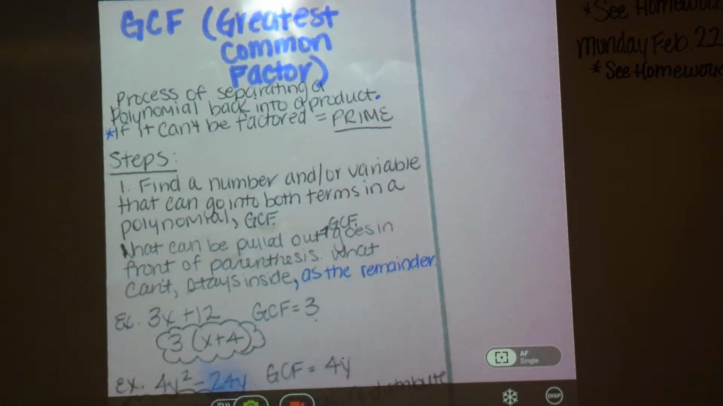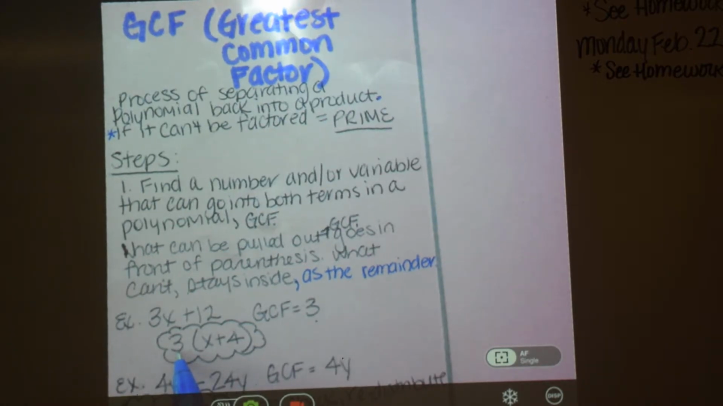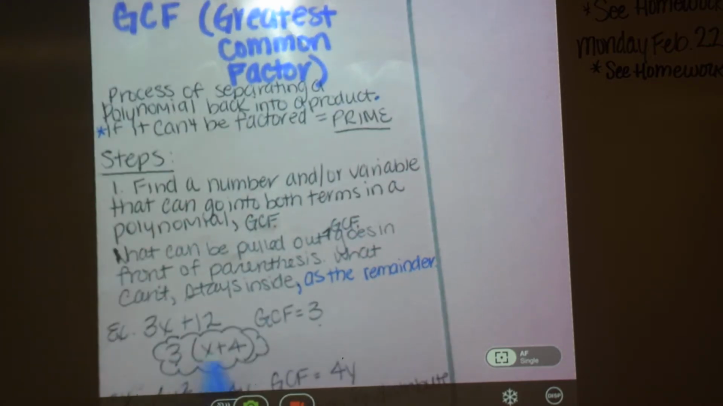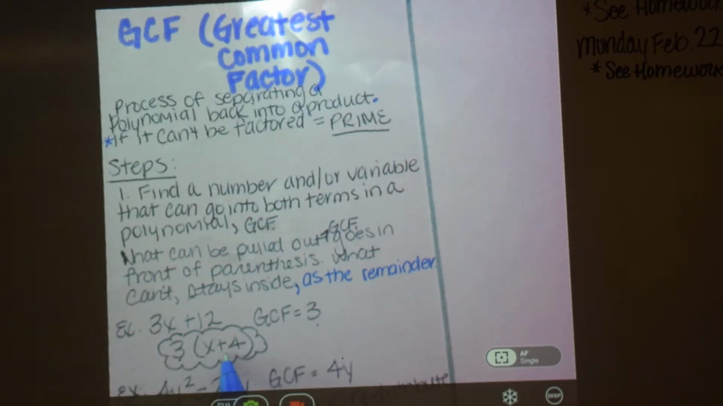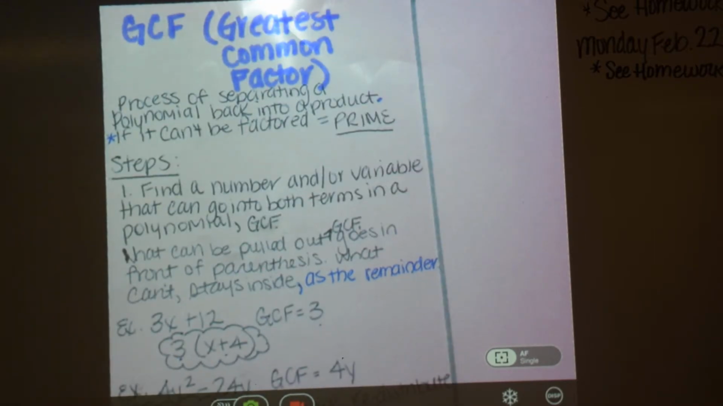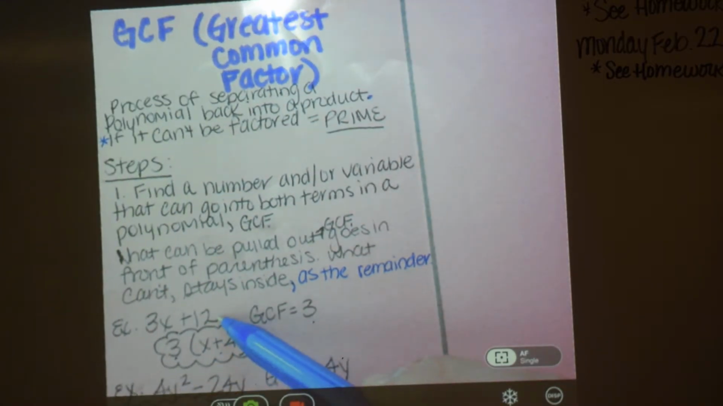And so you write that outside of the parentheses. And then what you're essentially doing is dividing 3x plus 12 by 3. And you're going to get x plus 4, which is your remainder. This is how you would write your answer. And if you go to check it, you will redistribute the 3 to the x and to the 4. And you will see that your answer is what we started out with, which is 3x plus 12.